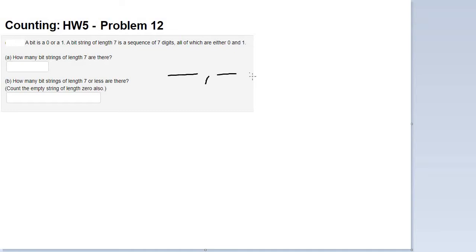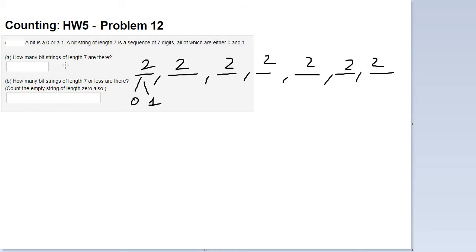This is 7 coordinates that we need to work on. 1, 2, 3, 4, 5, 6, 7. And we know that each coordinate takes either 0 or 1. We have no restriction here. So we have 2 options for each coordinate, which is 2 to the 7th.